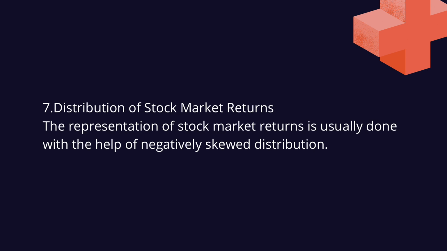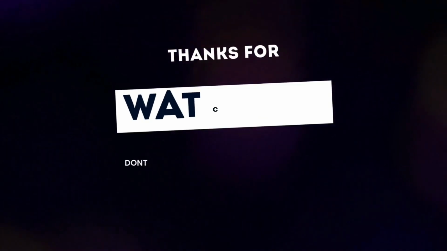And the last example is distribution of stock market returns. The representation of stock market returns is usually done with the help of negatively skewed distribution. This is because the stock market mostly provides slightly positive returns on most days, and the negative returns are only observed occasionally. Hence, the graphical representation of data definitely has more points on the right side as compared to the left side. And that's all for this video.